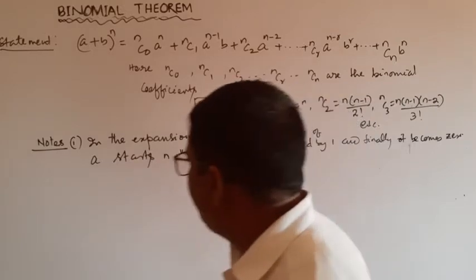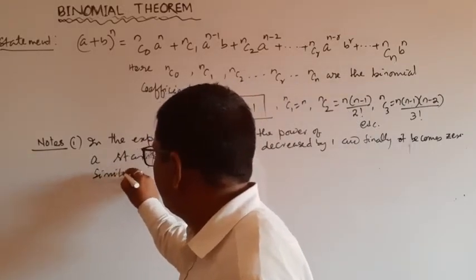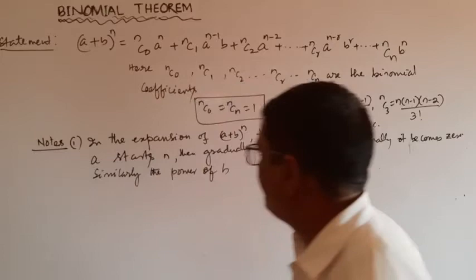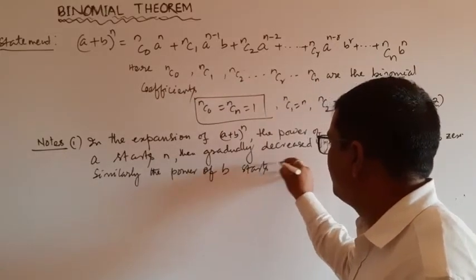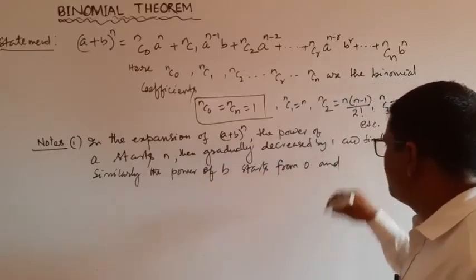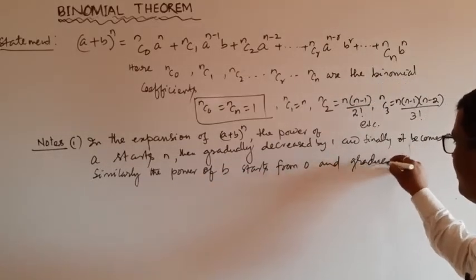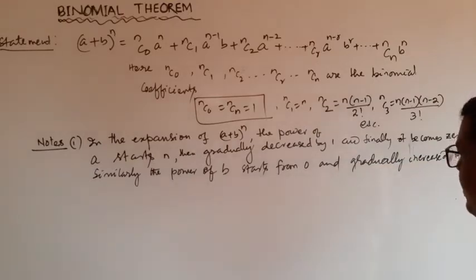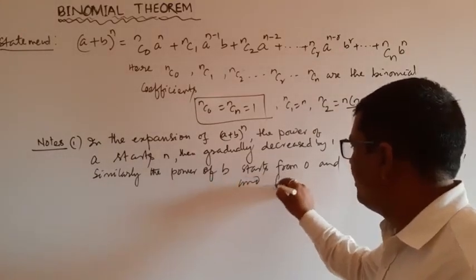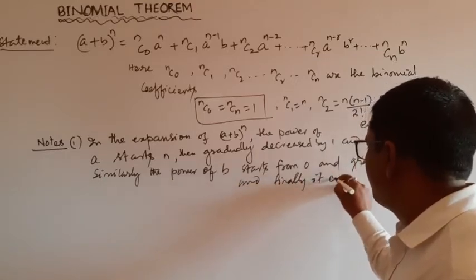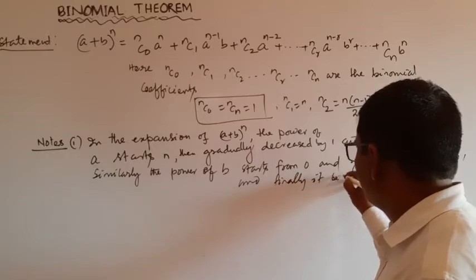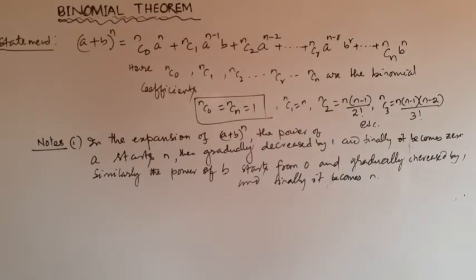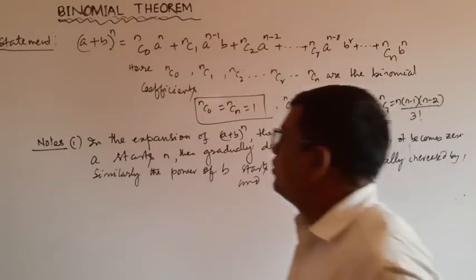Similarly, the power of b starts from 0 and gradually increases by 1, and finally it becomes n.